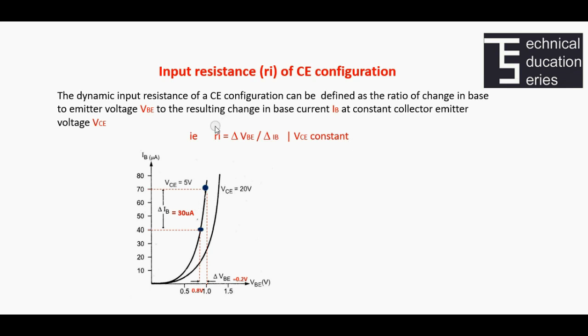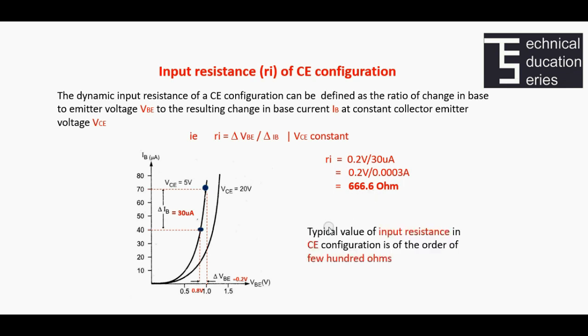Now we can calculate the RI using this expression, that is delta VBE divided by delta IB, that is equal to 0.2 volt divided by 30 microampere, which is equal to 0.2 divided by 0.00003 ampere and will be equal to 666.6 ohms. The typical value of input resistance in CE configuration is of the order of few hundred ohms.